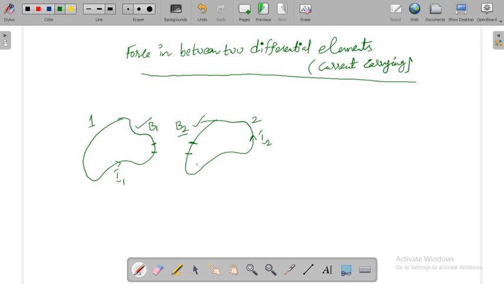We need to know how to get the expression of the differential force, because this force is not the total force. First we need to find the force between two differential elements. Hence this force can be taken as the differential force.